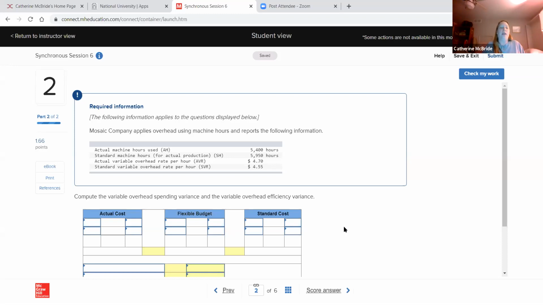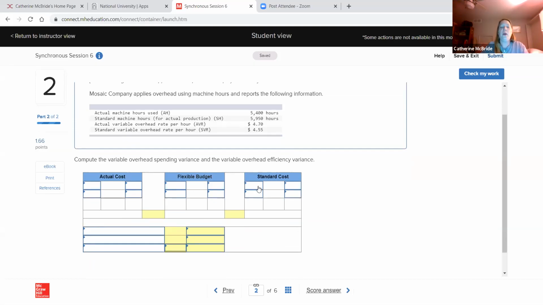Okay, so now we're looking at the overhead for machine hours. And now we're going to do all three. We're going to do the cost and the efficiency. So we already know on this side it's standard and standard. And on this side it's actual and actual.